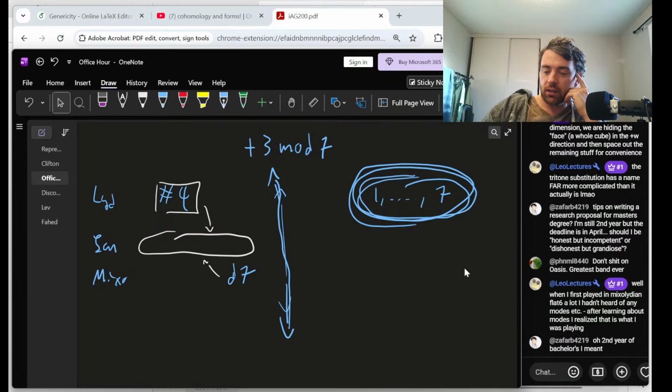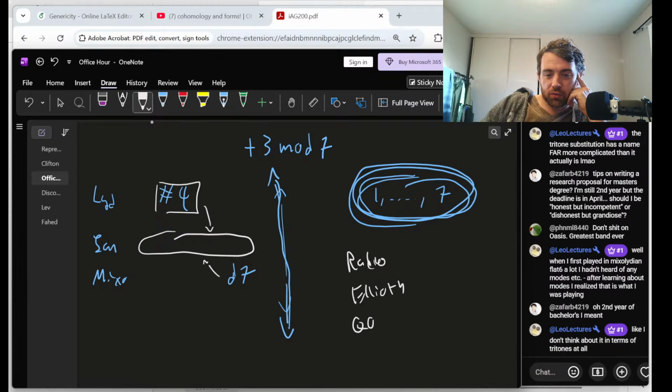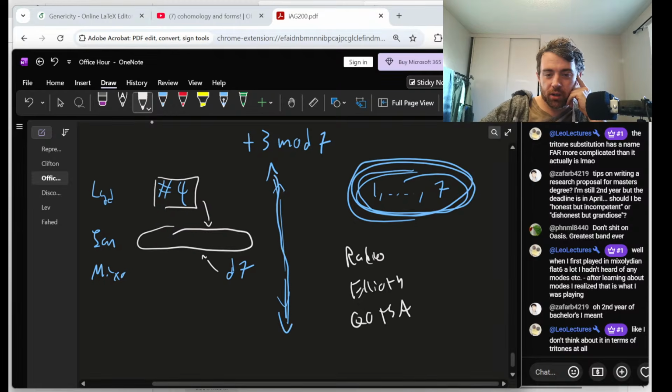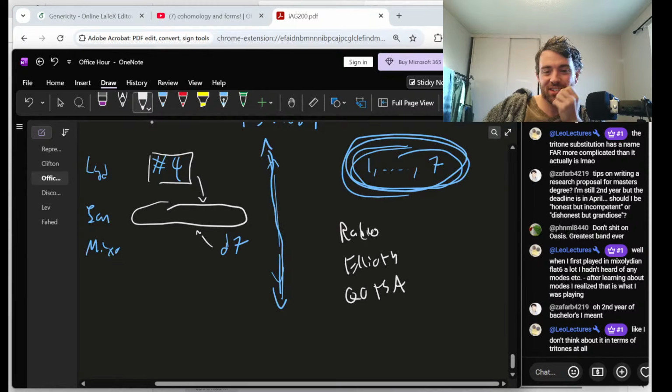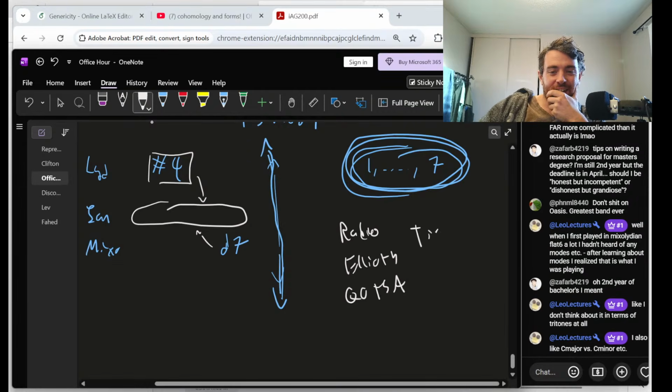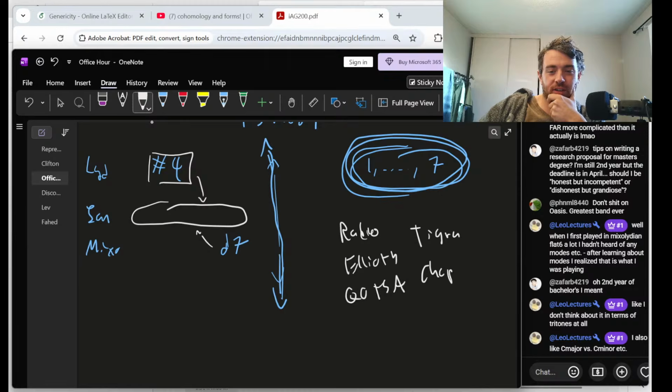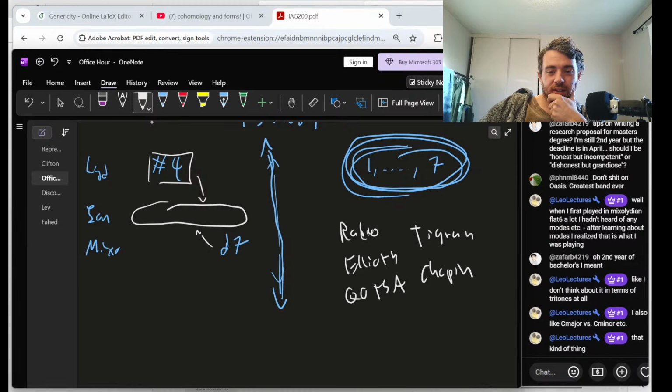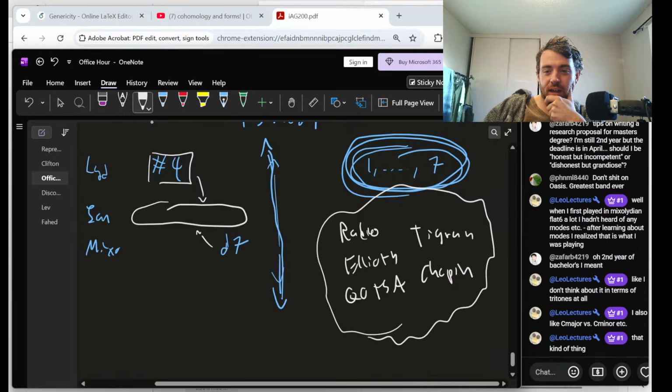I feel like I want to make music that is somehow a mix of Radiohead, Elliott Smith, and Queens of the Stone Age. Somehow I want to combine these three things in my writing, and maybe pepper in some Tigran Hamasyan and Chopin. Yeah, I want to write music that sounds like whatever that unholy combination would be.